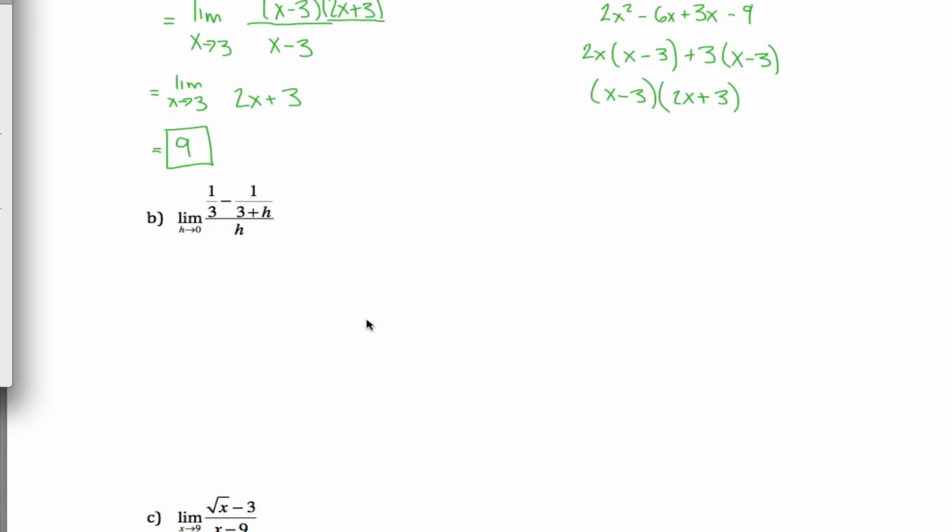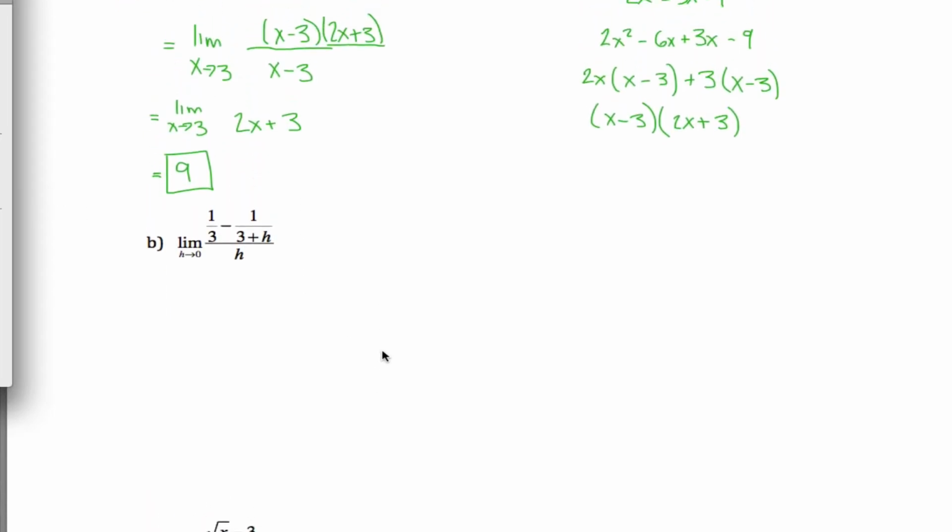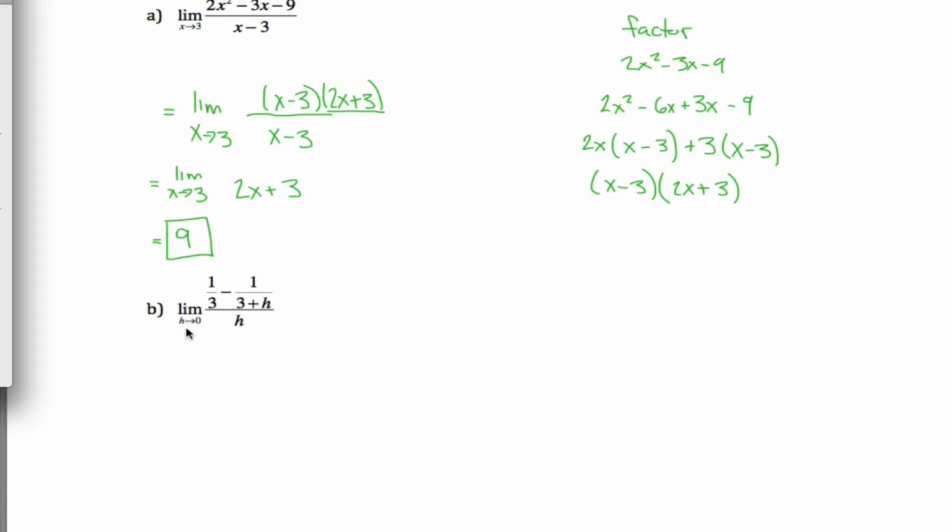What about this one? Different looking limit, same problem. If all my h's get changed into zeros, I get 1/3 minus 1/3 divided by 0. 1/3 minus 1/3 is 0. I get 0 over 0. What that's saying is that there must be a way to cancel out this h down here.